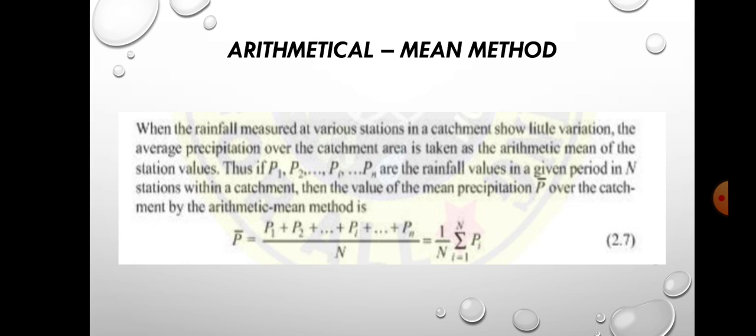Arithmetical mean method. So when the rainfall measured at various stations in a catchment shows little variation, the average precipitation over the catchment area is taken as the arithmetic mean of the stations. Thus, P1, P2, Pi, and PM are the rainfall values in the given period in M stations within a catchment, then the value of the mean precipitation P over the catchment by the arithmetic mean method is.